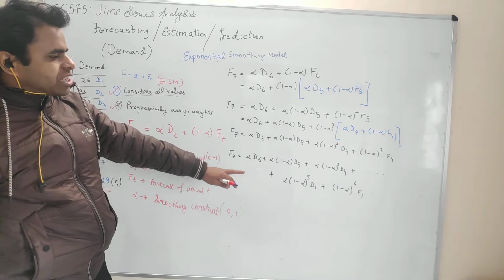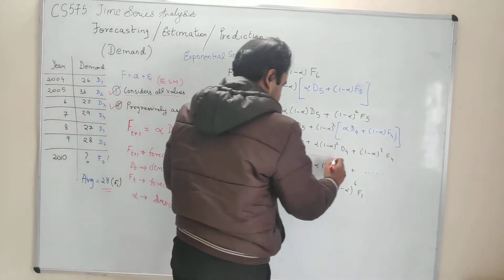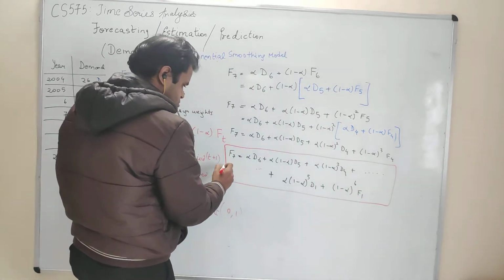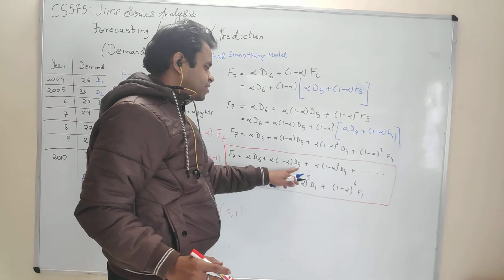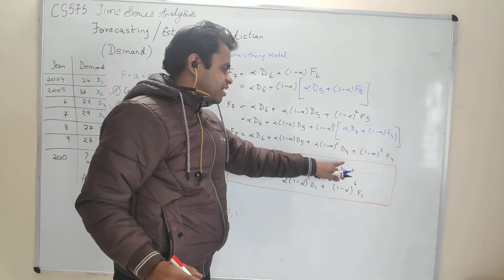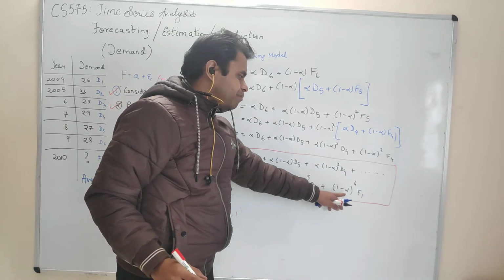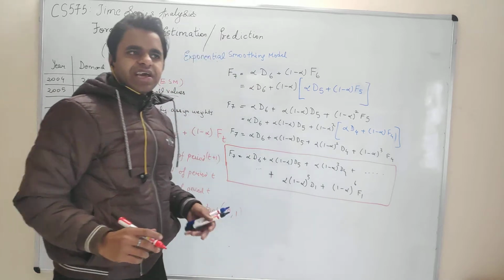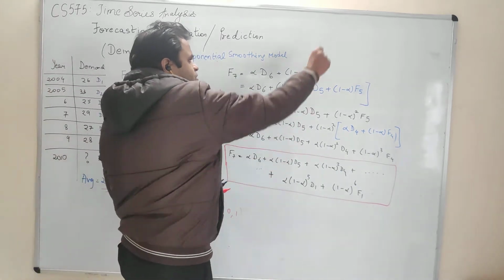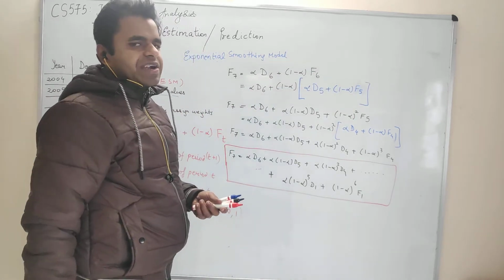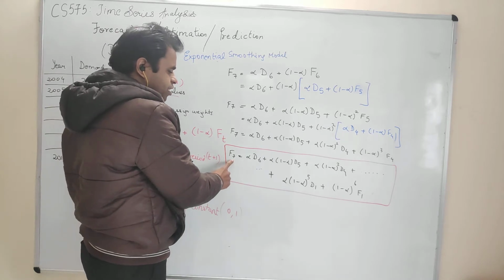So if you just keep on expanding this bracket, you will be left with an expression that says F7 is equal to alpha d6, alpha times (1 minus alpha) d5, alpha times (1 minus alpha) squared d4, and so on, and finally you will have (1 minus alpha) raised to 6 times F1. If you remember the previous videos, I iteratively calculated each and every value of F1, d1 and then computed F7. So you can see this is a combined formula for computing F7.